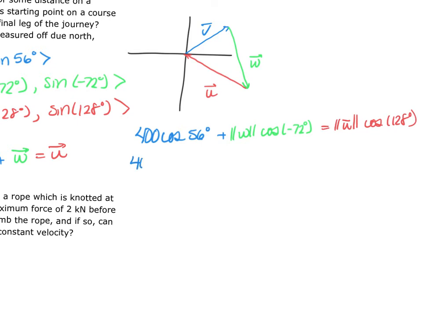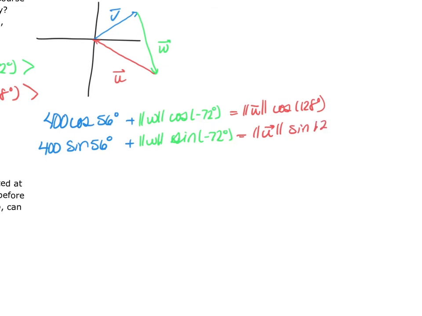Similarly, 400 the sine of 56 degrees plus the magnitude of w times the sine of negative 72 degrees must equal the magnitude of u times the sine of 128 degrees. So what we really have is two equations and two unknowns. So let's go ahead and put in our calculators and just get some decimal equivalents.